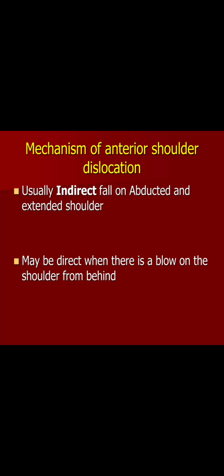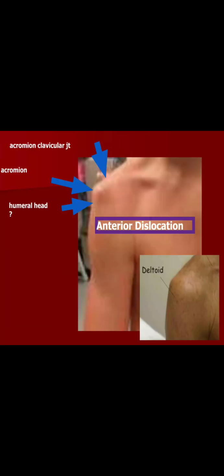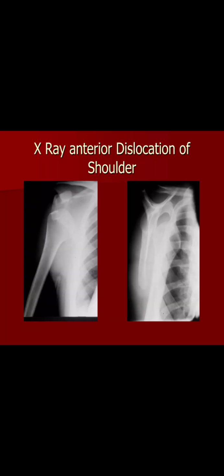Usually indirect fall on an abducted or extended arm, or it may be a direct blow on the shoulder from behind. The patient in pain holds the injured limb with the other hand close to the trunk, the shoulder abducted and the elbow kept flexed. There is a loss of normal contour of the shoulder. As you can see in the anterior dislocation, the acromioclavicular joint is moving away, the acromion and humeral head are also moving away. Anteriorly dislocated. X-ray of dislocation of shoulder, as you can see.